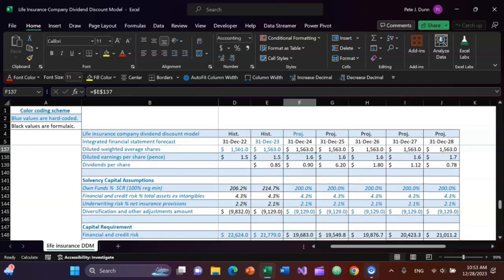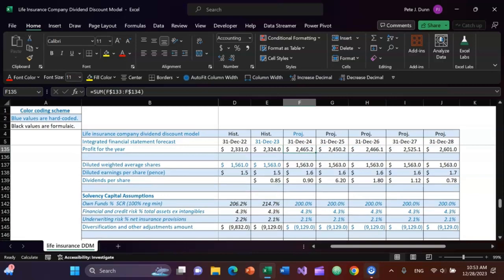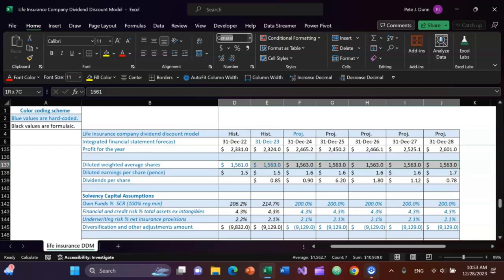Then we have diluted weighted average shares. Remember, those just reference row 137. So that's just E as in Echo 137. That's how I get those. The diluted earnings per share is simply 135 divided by 137. So it's the profit per year divided by the weighted average number of shares. And I will change this so that it's just general, since this is a share amount.